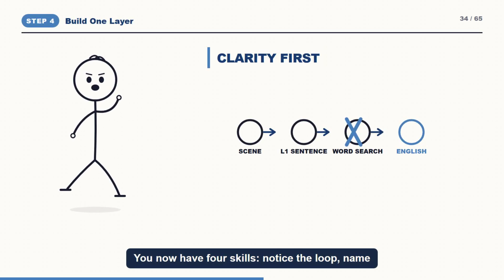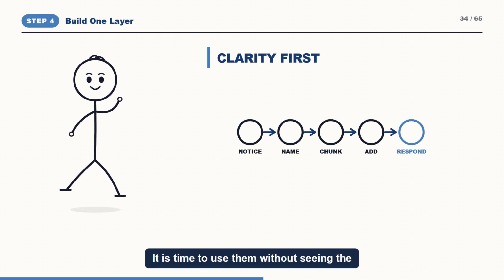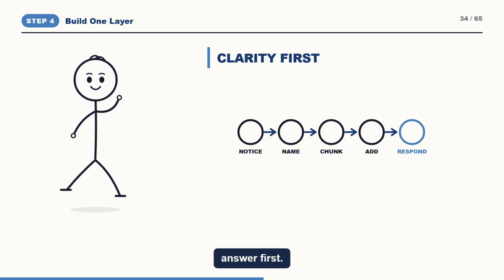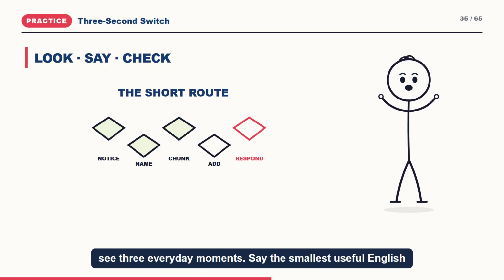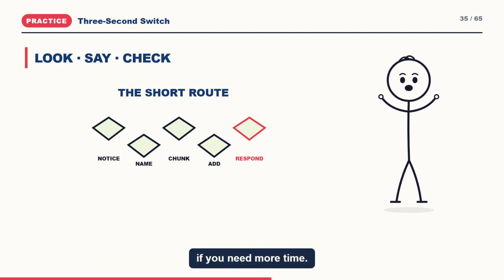You now have 4 skills. Notice the loop, name the scene, choose a chunk, and add one layer. It is time to use them without seeing the answer first. Step 5 is the 3-second scene switch. You will see 3 everyday moments. Say the smallest useful English thought before the possible answers appear. Pause the video if you need more time.